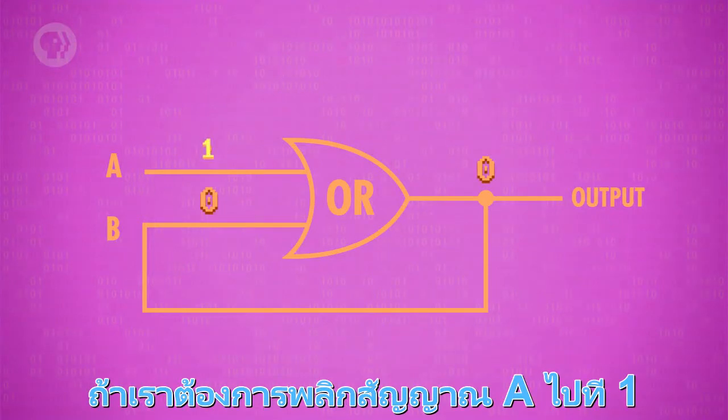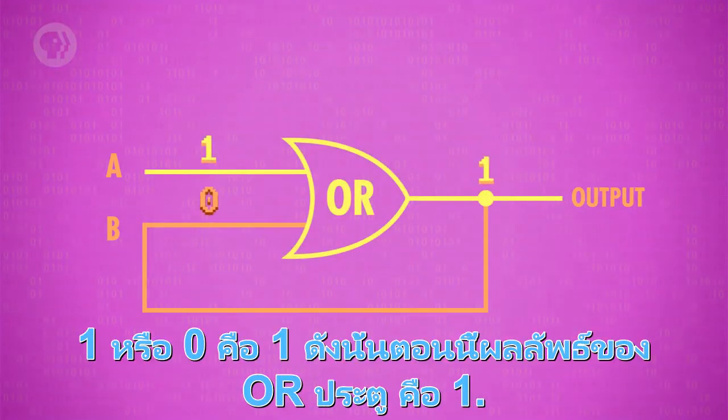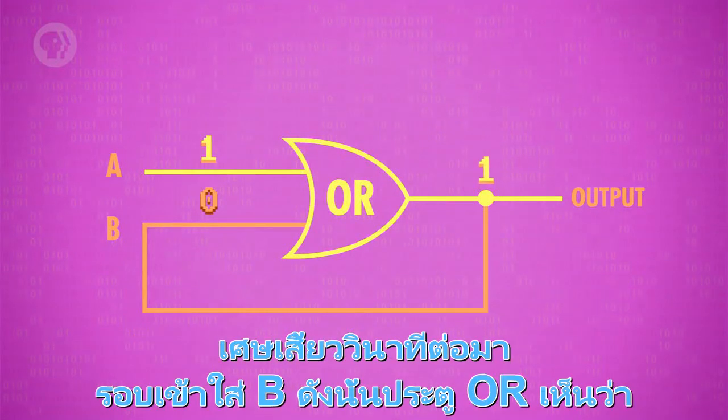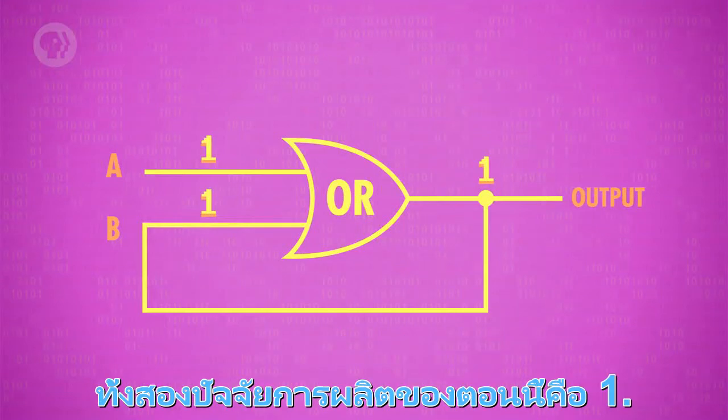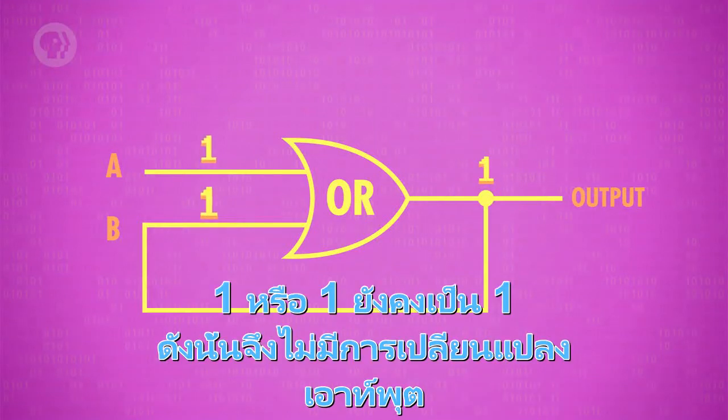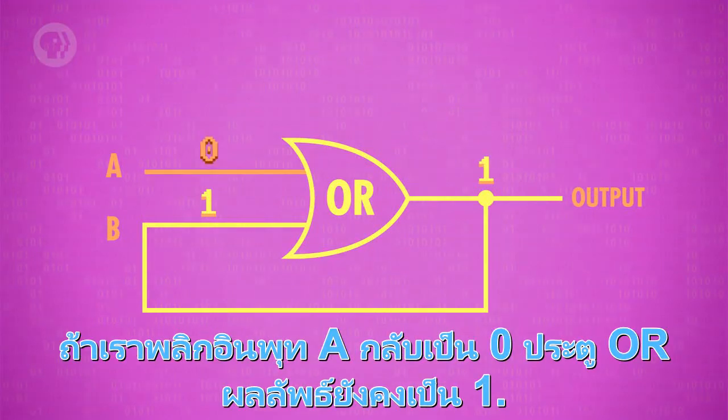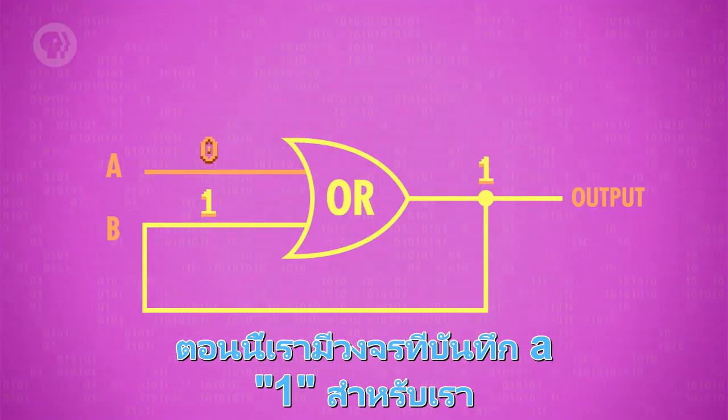If we were to flip input A to 1, 1 OR 0 is 1. So now the output of the OR gate is 1. A fraction of a second later, that loops back around into input B. So the OR gate sees that both of its inputs are now 1. 1 OR 1 is still 1, so there is no change in output. If we flip input A back to 0, the OR gate still outputs 1. So now we've got a circuit that records a 1 for us.